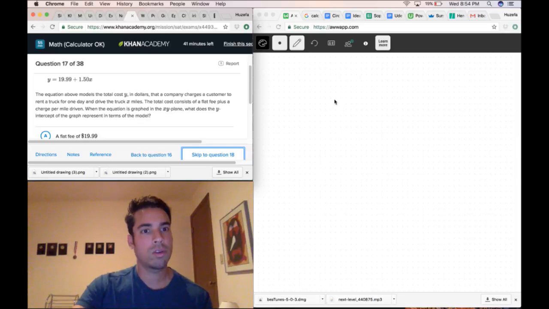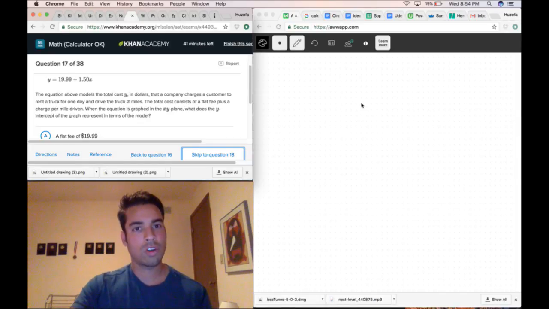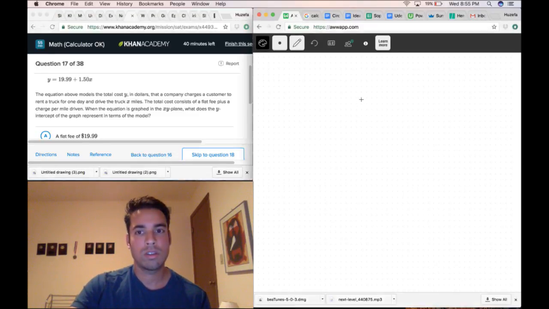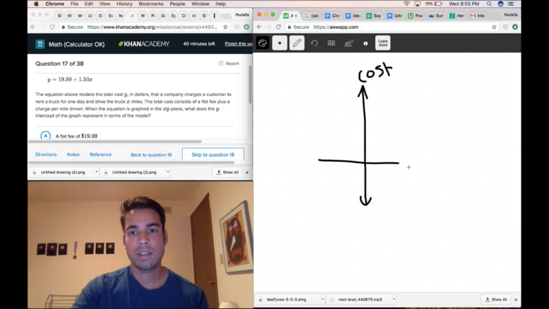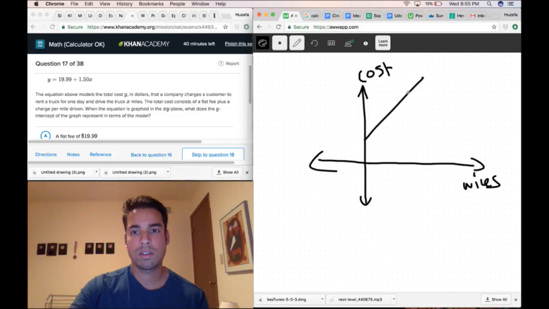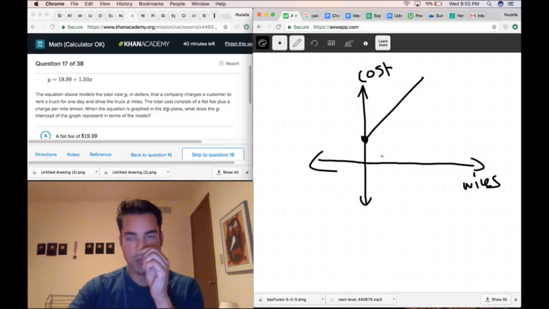Y equals blah, blah, blah. The equation above models the total cost in dollars that the company charges to a customer to rent a truck for 1 day and drive x miles. The total cost consists of a flat fee plus a charge per mile driven. When the equation is graphed in the xy-plane, what does the y-intercept of the graph represent in terms of the model? So y is cost, and x is the miles, and it's going to be something like this. This is how much the cost is at 0 miles. That's what the y-intercept is.